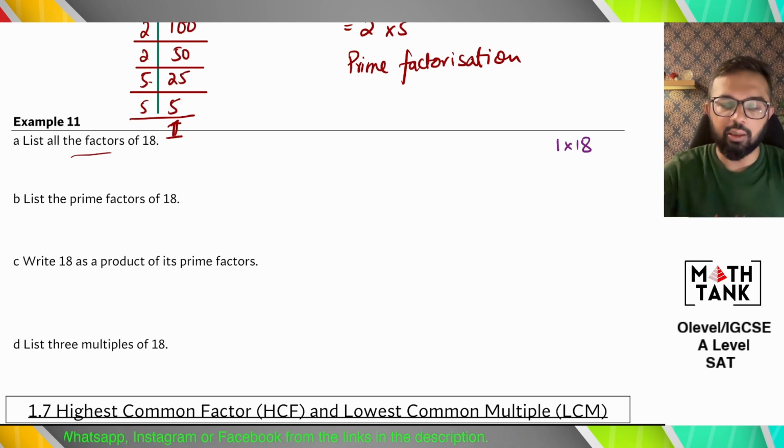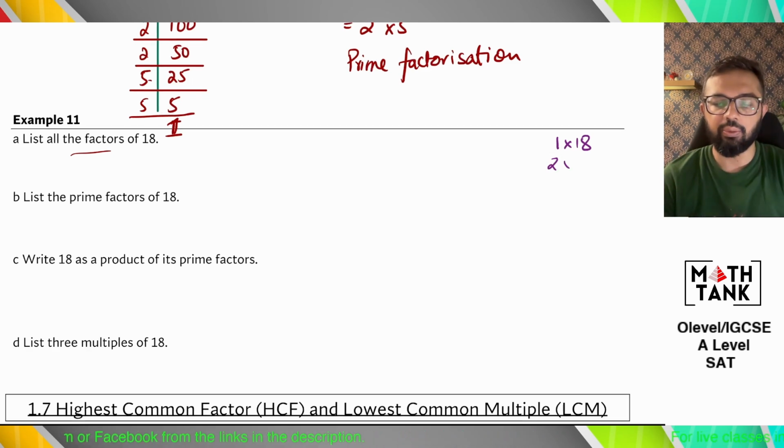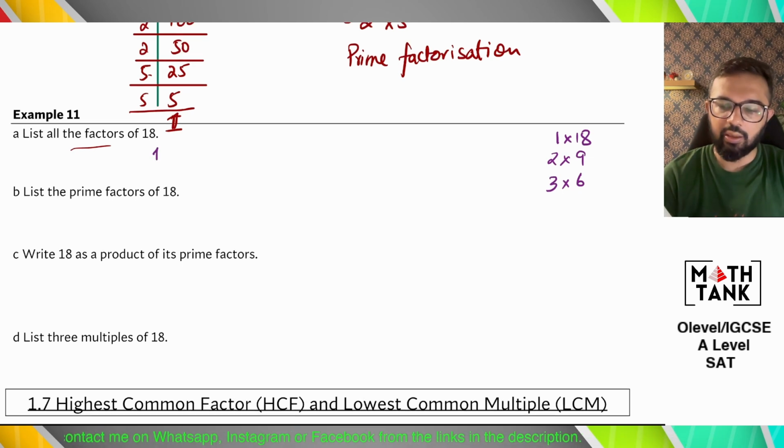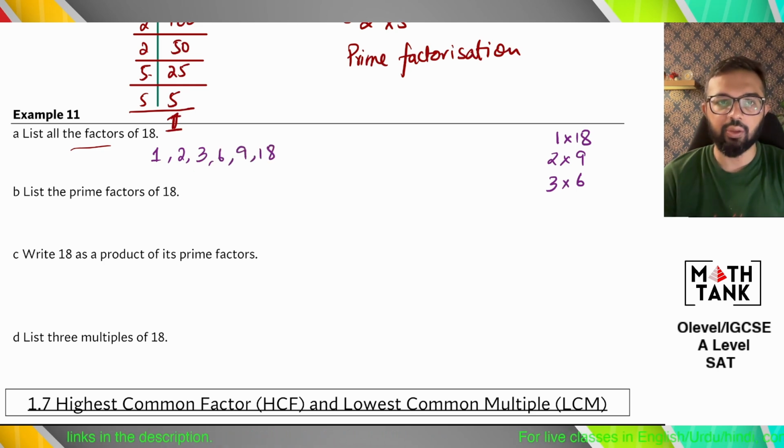And then 18 is divisible by 2. So 2 into 9. So I've got two more factors now, 2 and 9. Then 3 and 6. It's not divisible by 4, it's not divisible by 5, and 6 into 3 is a repetition. So what I've ended up with is a list that gives me all the factors: 1, 2, 3, 6, 9, and 18. These are all factors of 18. So that is how you make a list of factors of any number that you want.